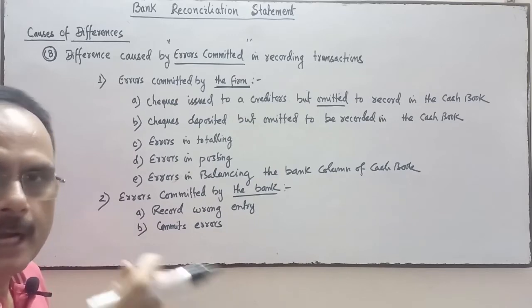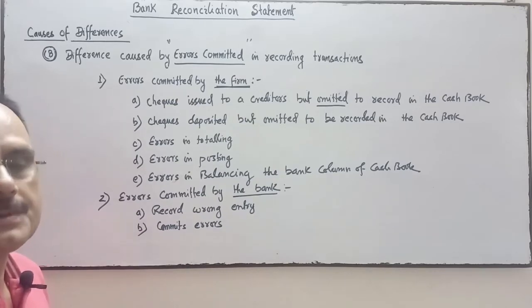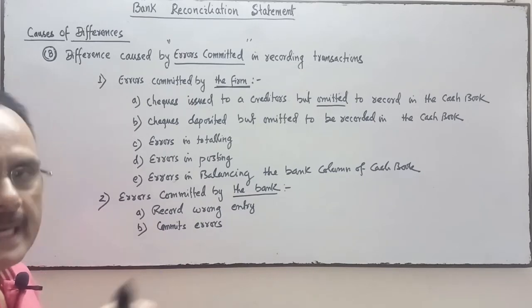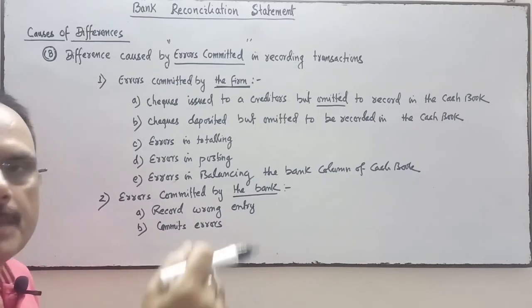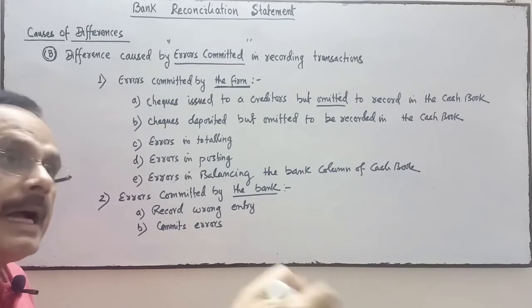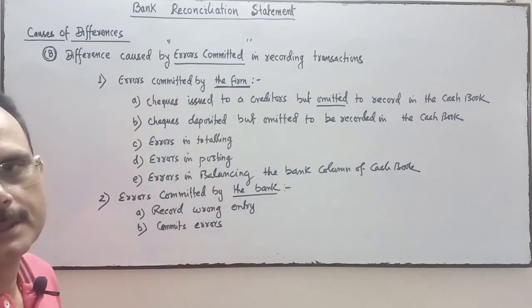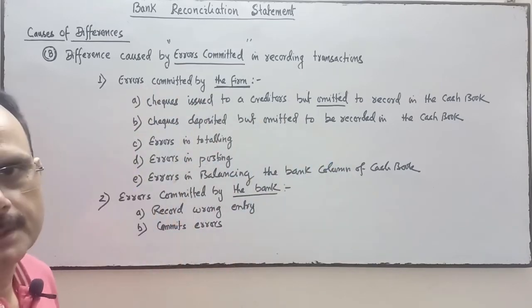Error is committed by our accountant, means the firm's accountant in the cash book, or error is committed in the passbook in the customer ledger by the accountant of the bank. So we have to find out this thing. Okay.